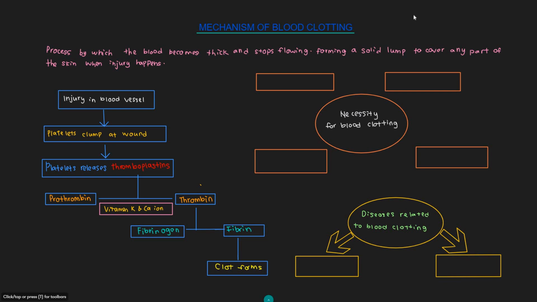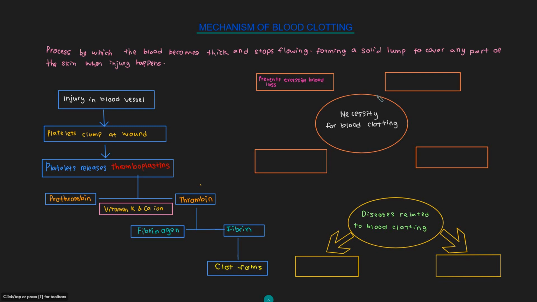So our question right now is, what is the necessity for blood clotting? There are 4 main points that I want to cover. The first point is to prevent excessive blood loss. As blood is really important inside our body, since blood transports oxygen and nutrients to all parts of our body, we do not want to lose excessive blood. If we lose excessive blood, we may end up dying.